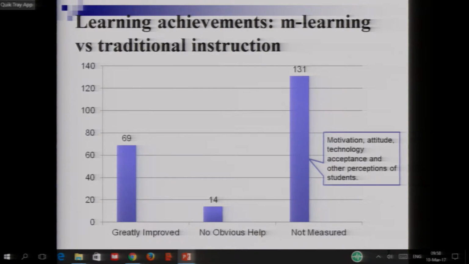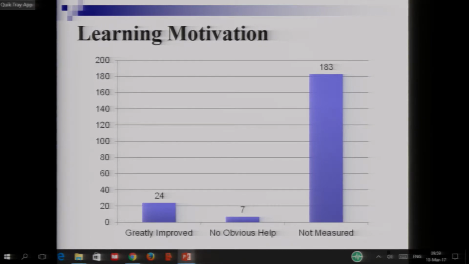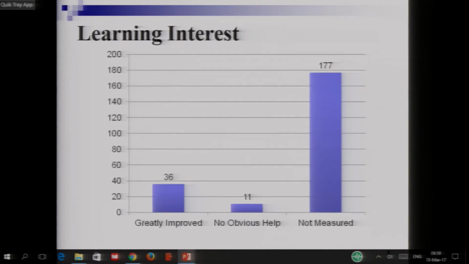It also shows that 96 studies have reported that using mobile technology properly can help students improve their learning achievement. That means their test scores will be improved in comparison with traditional instruction. Also, students' learning motivation can be improved. 24 studies already report that. Mobile technology can improve student learning motivation if proper learning design is conducted. Also, it can improve student learning interest.